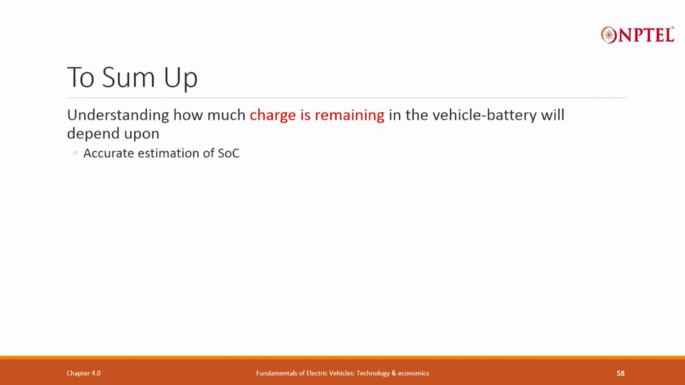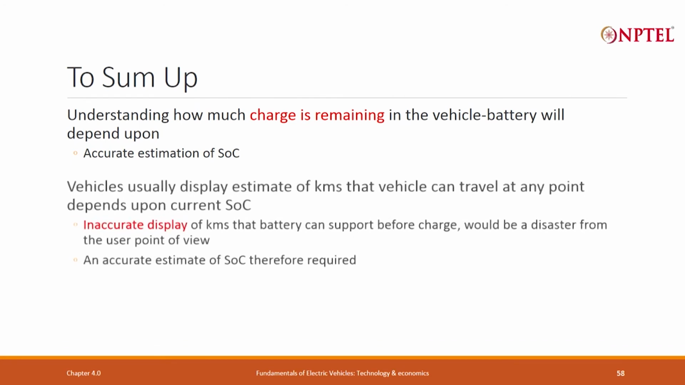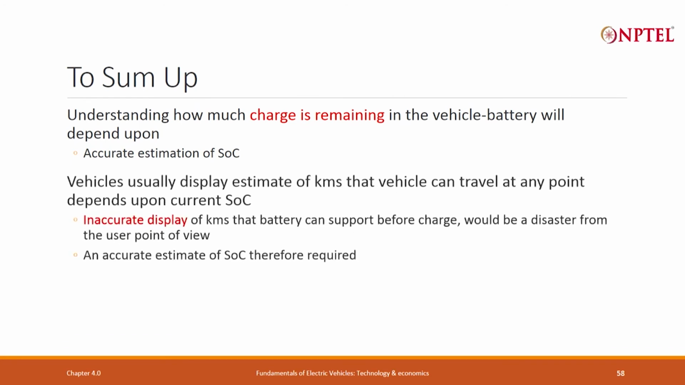To sum up, understanding how much charge is remaining in the vehicle battery will depend on accurate estimation of SoC, and an accurate vehicle usually displays the kilometers that you still have to travel. You can travel depends on the current SoC, and an inaccurate display of kilometers that the battery can support before charge would lead to a disaster from a user point of view.